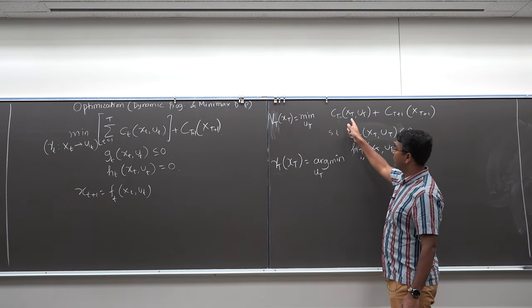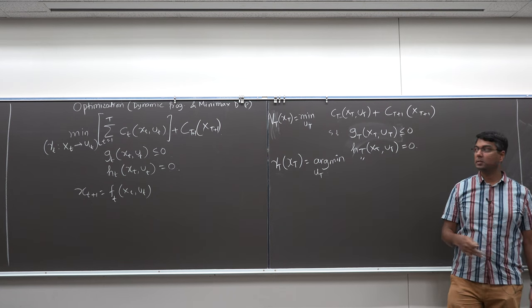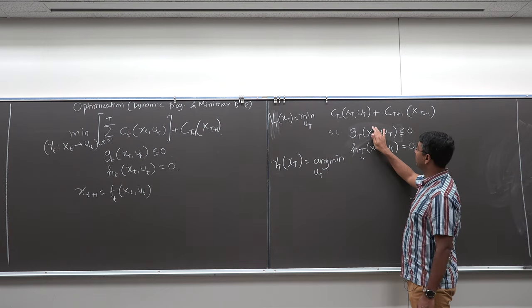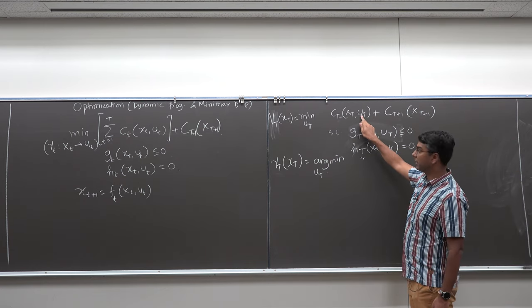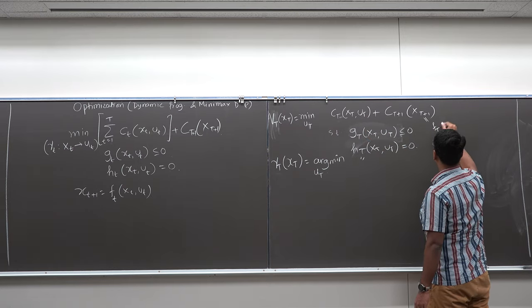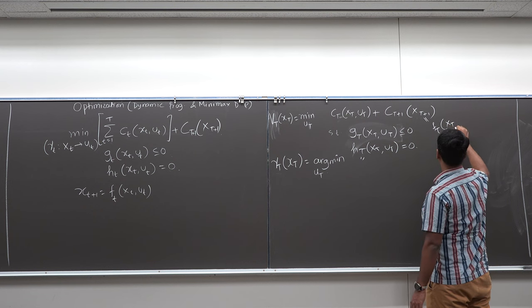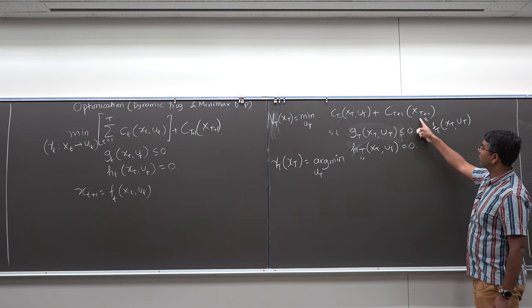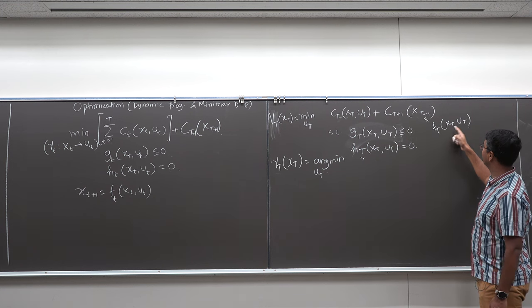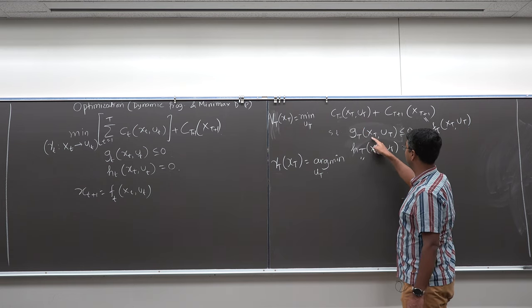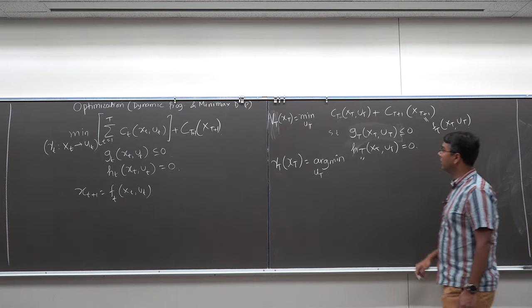For each value of X T, so let's say my X T can take 500 values, for each of those 500 values I get an optimization problem which is purely a function of U T. So there's only U T here. This one is equal to F capital T of X T, U T. So I look at this particular cost. If I fix my X capital T, I get a function of U T.